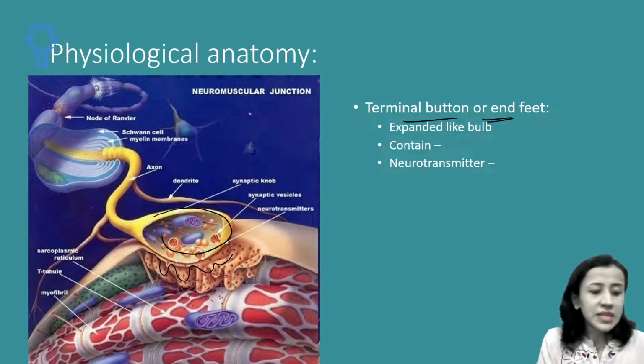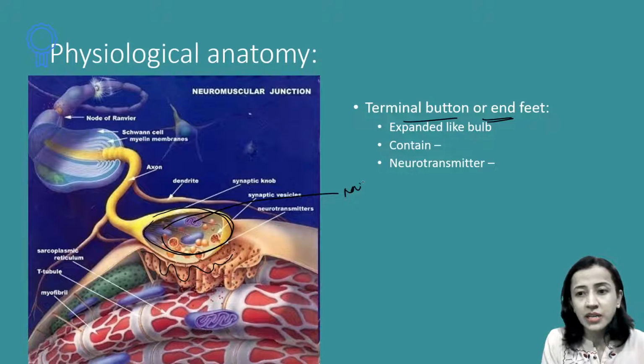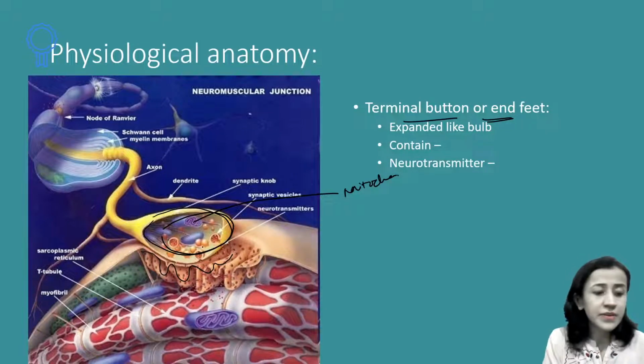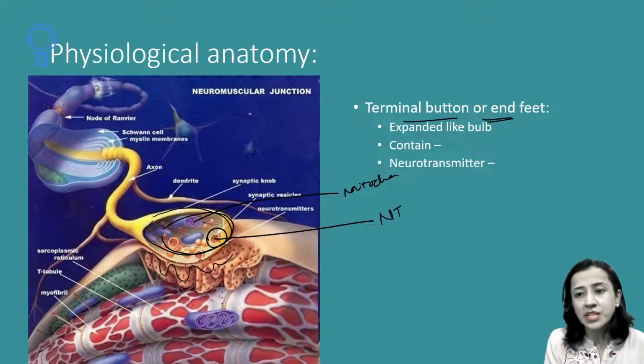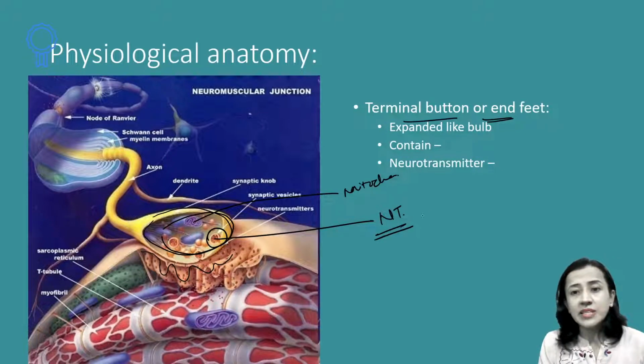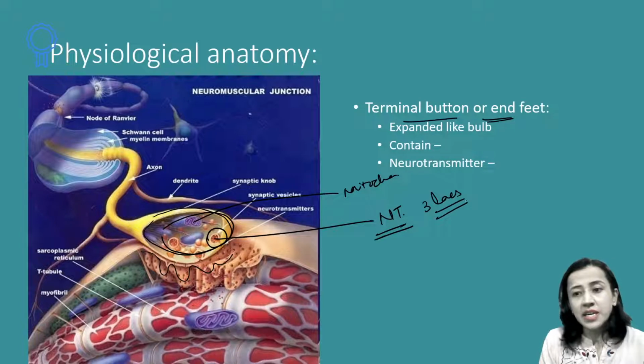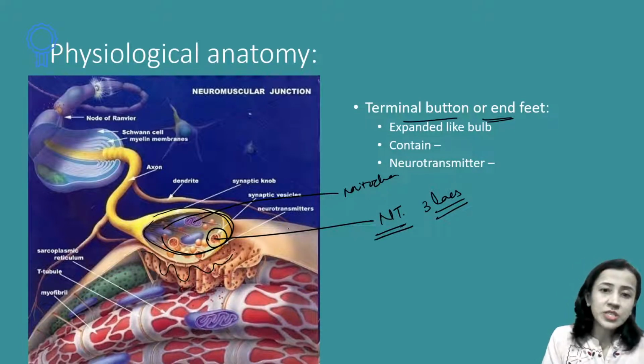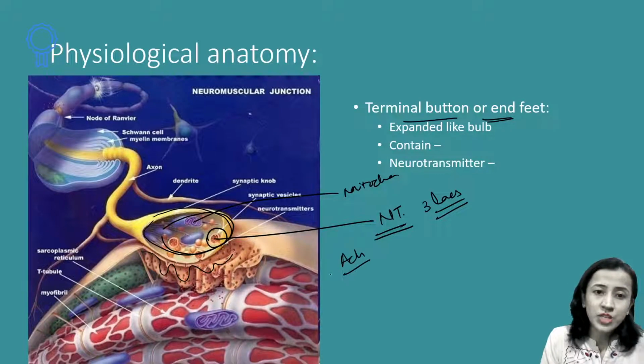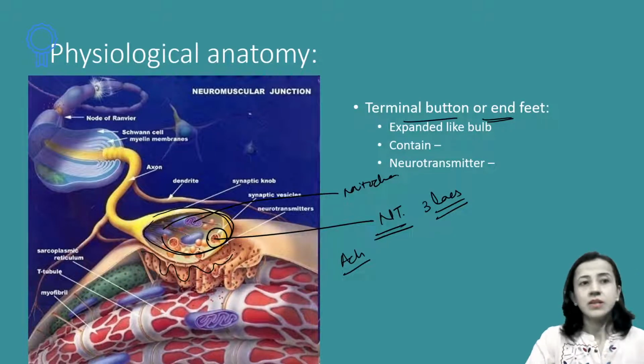Now, in this terminal button you have mitochondria and synaptic vesicles. These are synaptic vesicles, and they contain neurotransmitter. In each terminal button we have about 3 lakh synaptic vesicles. The neurotransmitter released here at the neuromuscular junction is acetylcholine.